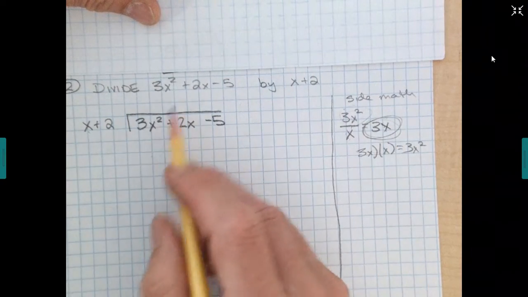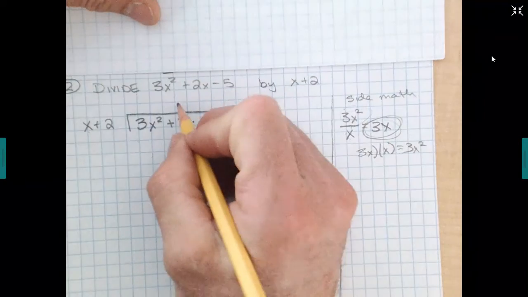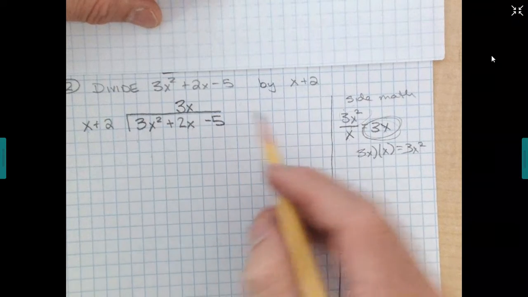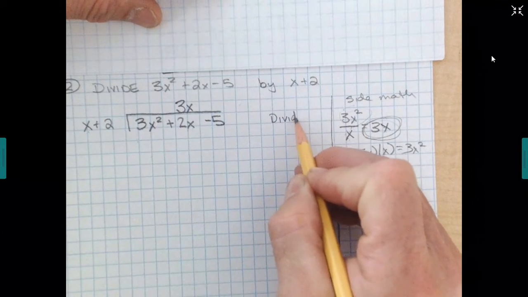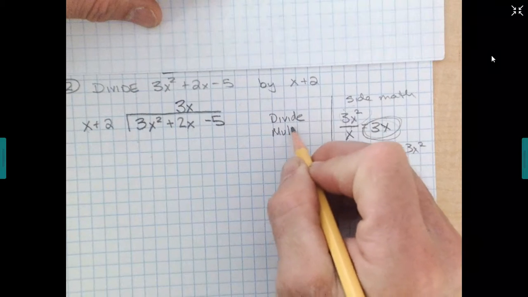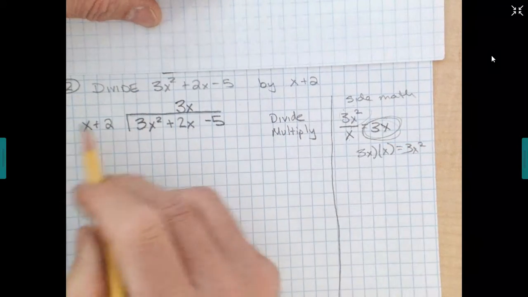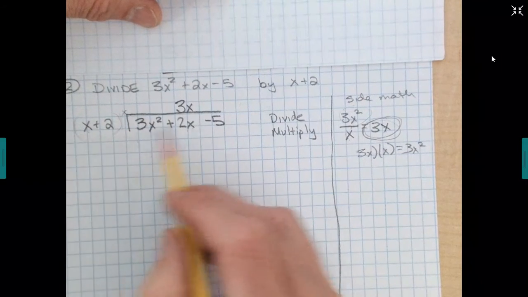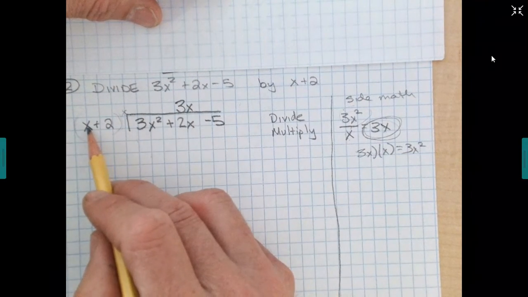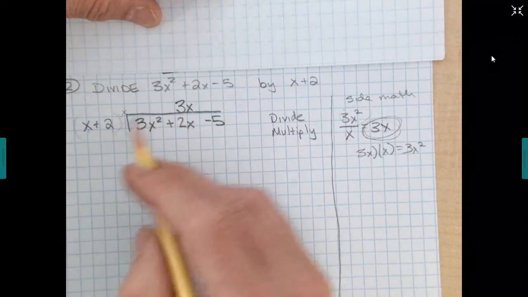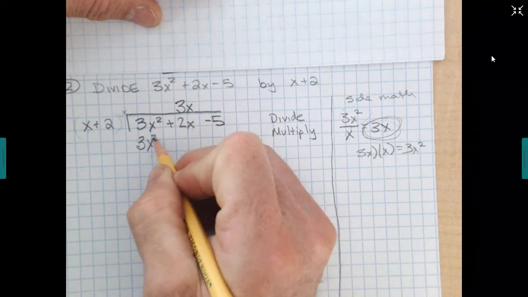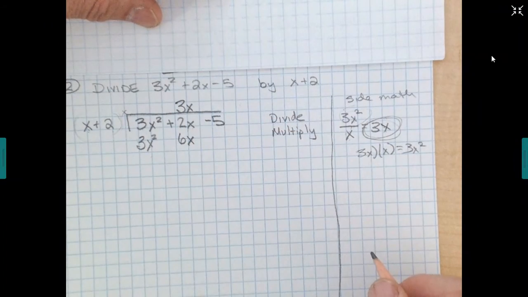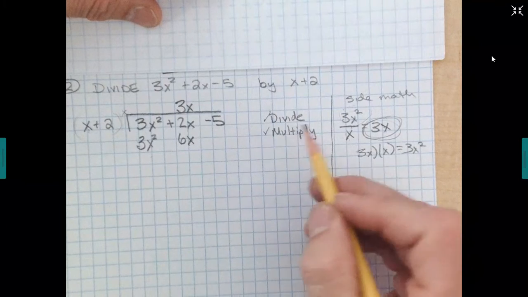Now, I'm going to put like terms on top of like terms. So I have my 3x. So I have my x's right here. And now what I have to do, that was my divide part. Now I have to multiply. And I have to multiply through the whole thing because this is a unit. This is a polynomial. So I have to distribute 3x to the x and 3x to the 2. So 3x times x is 3x squared. And then 3x times 2 is 6x. So I did my multiplication.